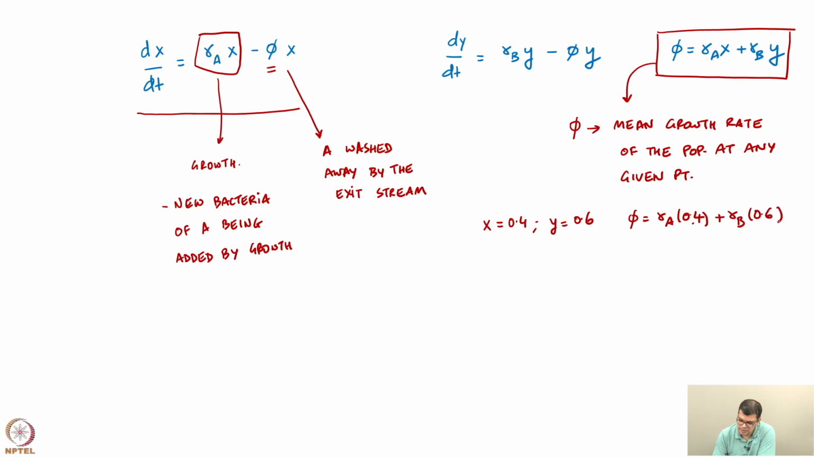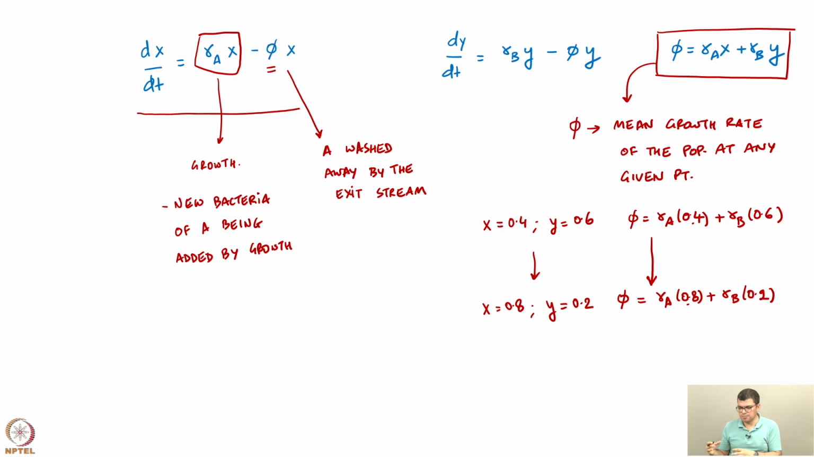But let us say that R A is bigger than R B. So, as time moves forward, x has increased to 0.8 and y has reduced to 0.2. In that scenario, phi is just going to be equal to R A times 0.8 plus R B times 0.2. So, the value of phi has changed because the composition of the population has changed as we move forward in time.